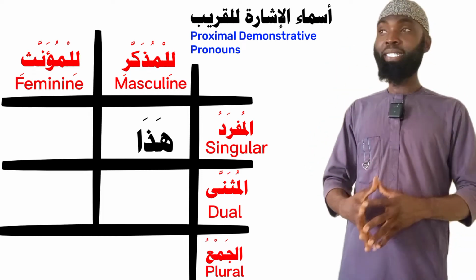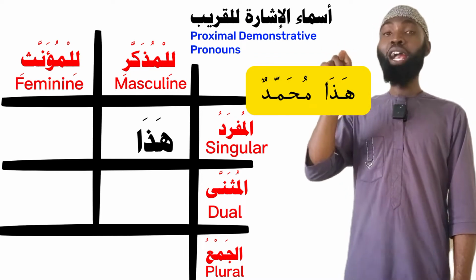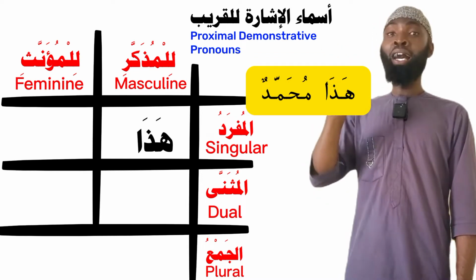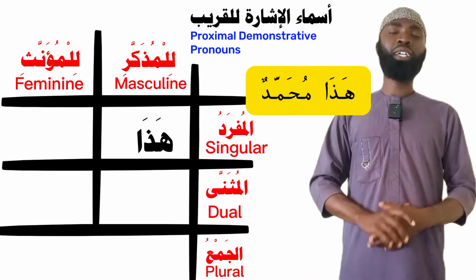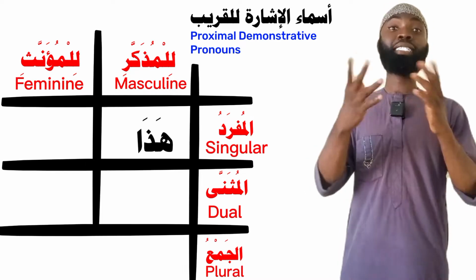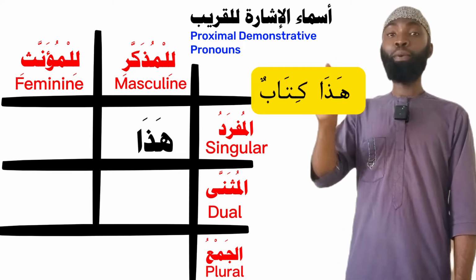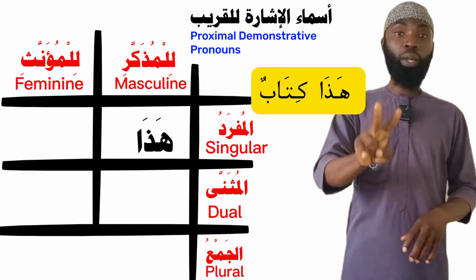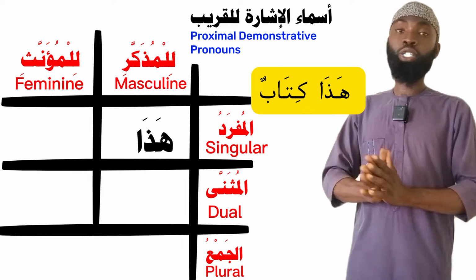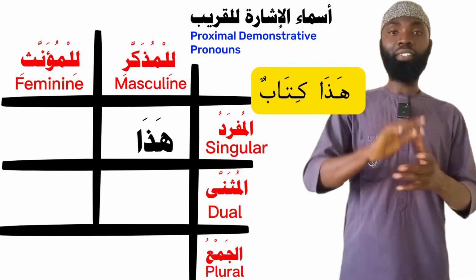An example, we can simply say hadha Muhammadun. This is Muhammad. What if we have an object? We can simply say hadha kitabun. This is a book, because both Muhammad and a book are singular words that fall under the category of masculine. These are masculine words, so we use the word hadha.